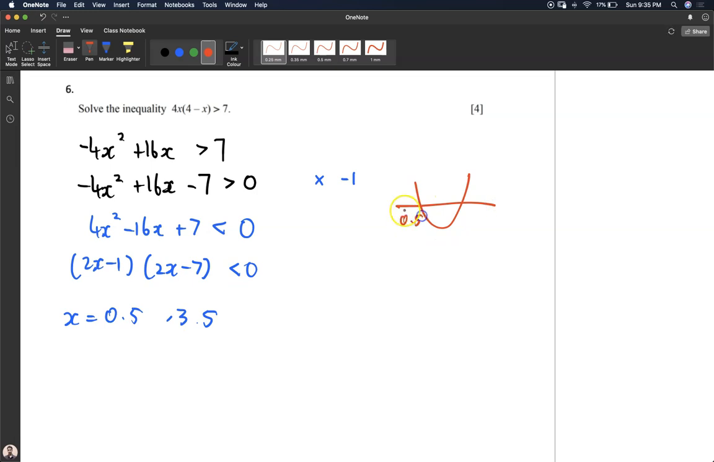One is 0.5 on the left hand side and one is 3.5. So the inequality says less than, therefore I shade everything below the x-axis, not the graph. But it must be bounded by the curve. So that's basically the region that you're interested in. So x is lying in between there. So the final answer should be x more than 0.5, but less than 3.5.